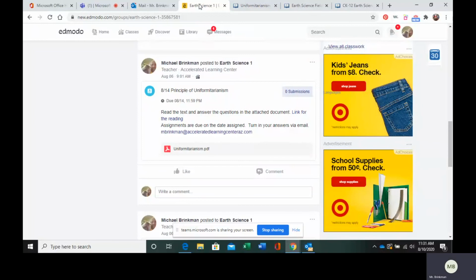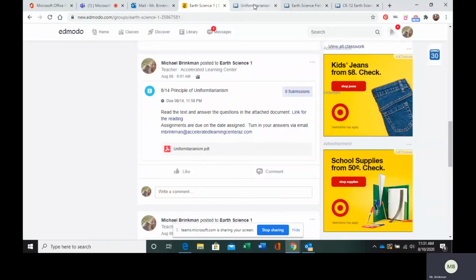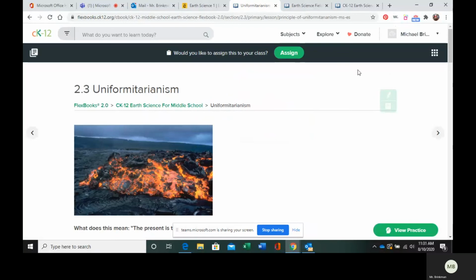So you are going to need to, in your Edmodo, scroll down to the post that says 814, Principle of Uniformitarianism. Okay, you have your questions that you need to answer and email them to me. And then we also have the link for the reading. I already have the reading pulled up. So, uniformitarianism.